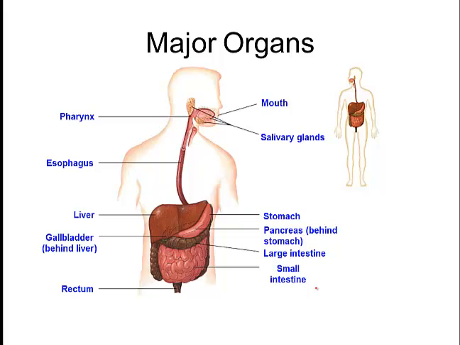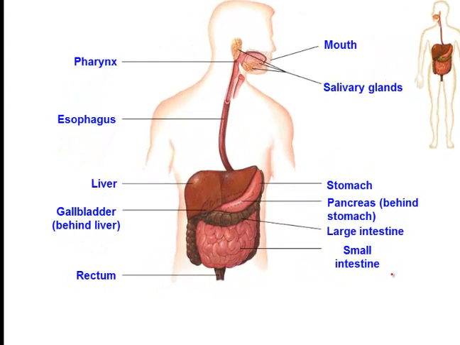Okay, so again here, taking a look at this particular graphic, you need to label all of these different parts. So your mouth is the first entry point for your food, and then it travels down the pharynx, which is your throat, to your esophagus, and then over into your stomach, and then you hit your small intestine, then the large intestine, and then finally the rectum.